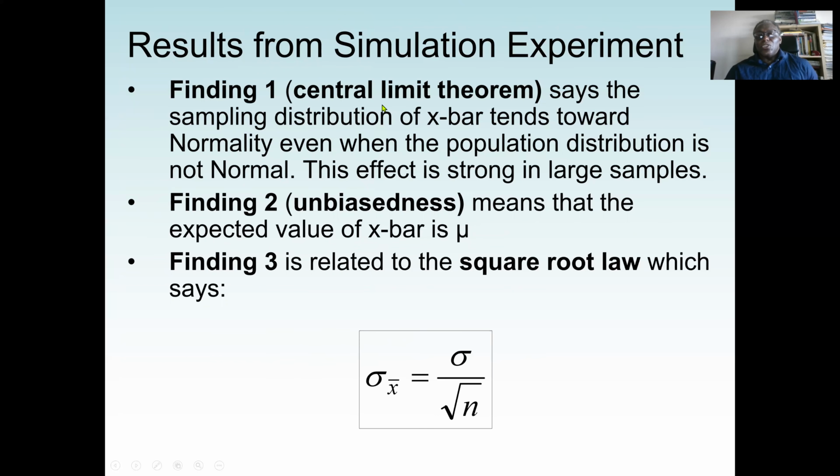So here we said that the central limit theorem says that the sampling distribution of X bar tends towards normality, even when the population distribution is not normal. Then the second, we said there's no bias, which means the expected value, which is the mean of the sample means, is the same as the population mean. And the third, we say the square root law, which says that the standard error, or the sample standard deviation, is equal to the population standard deviation divided by the square root of the sample size.